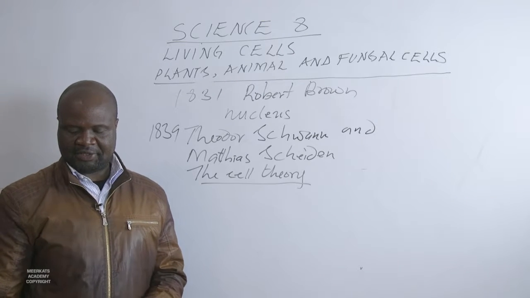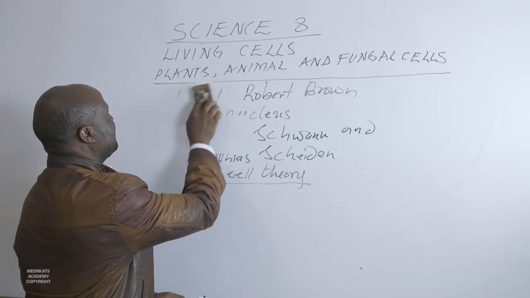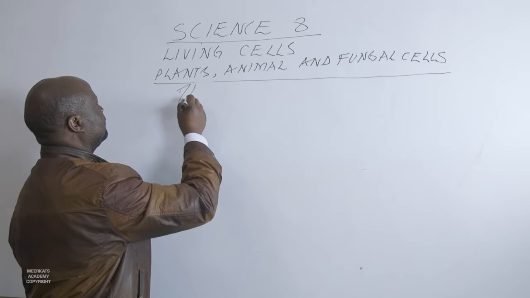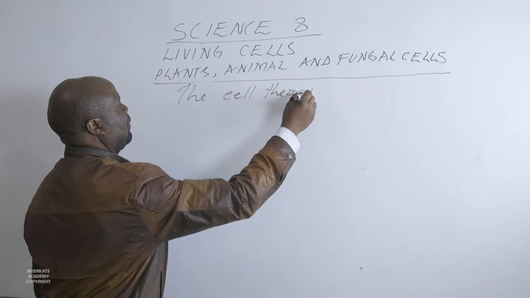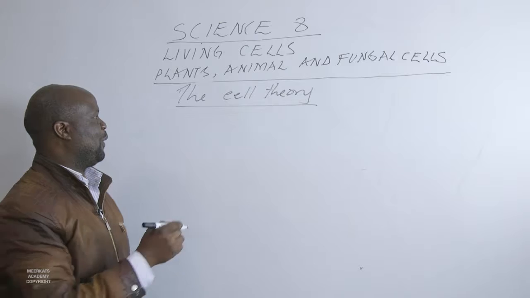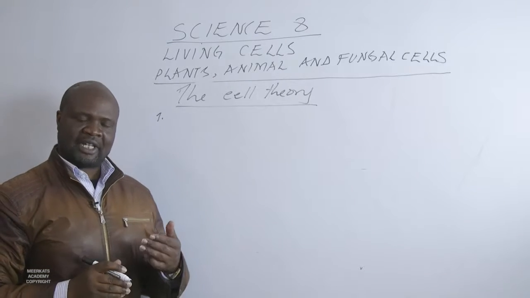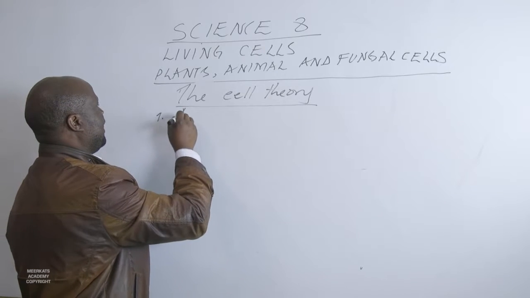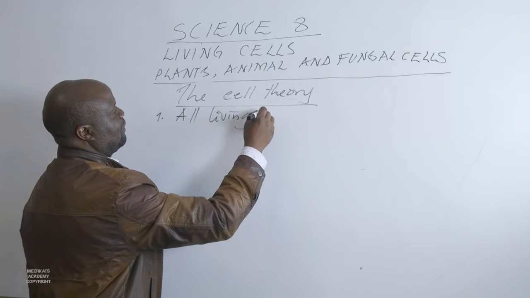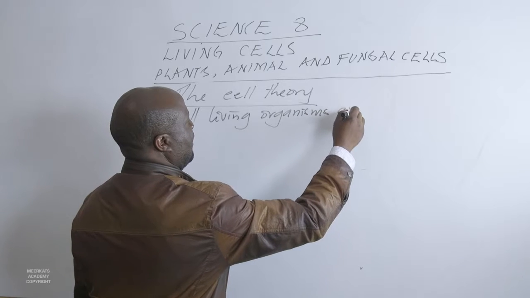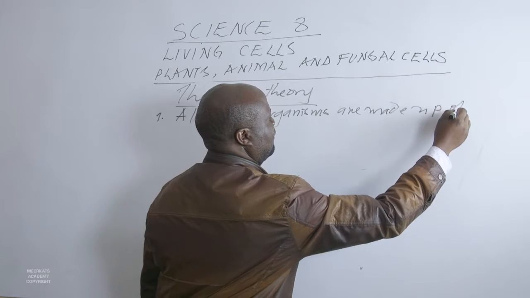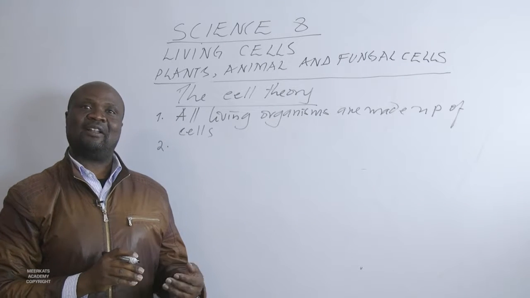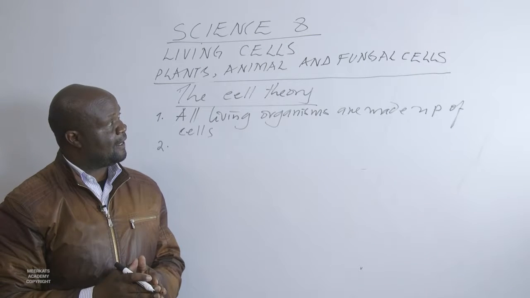What does the cell theory say? We can write what the cell theory says. The cell theory states the following. One, all living organisms are made up of cells. That was their first statement in the cell theory, that all living organisms, whatever they are, are made up of cells.